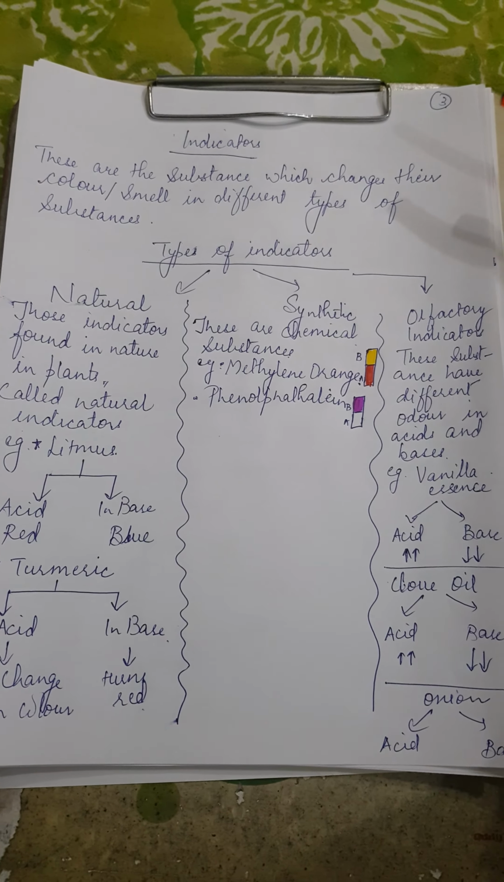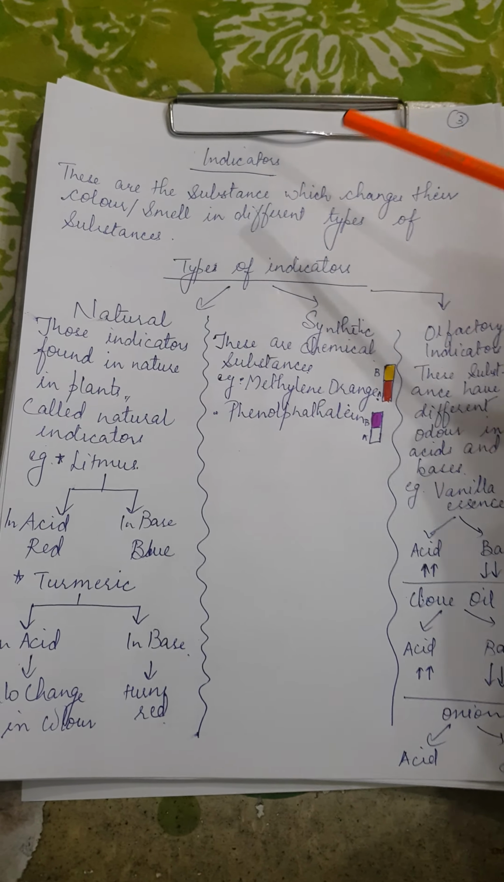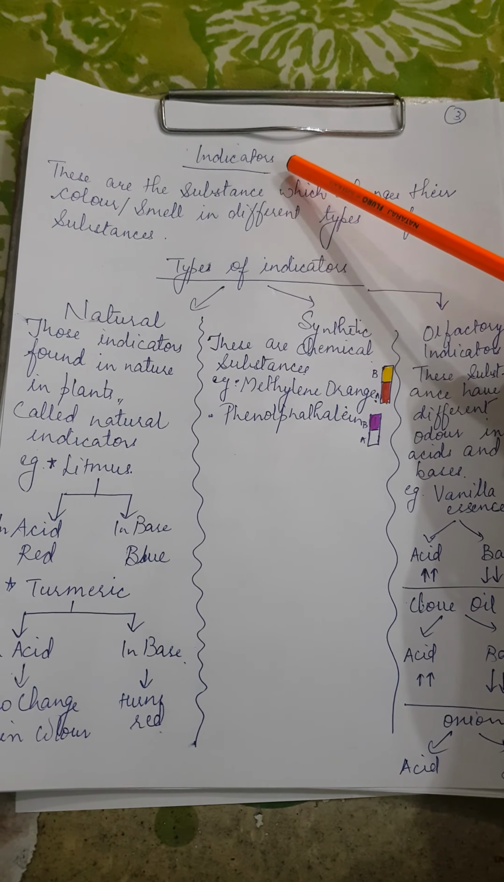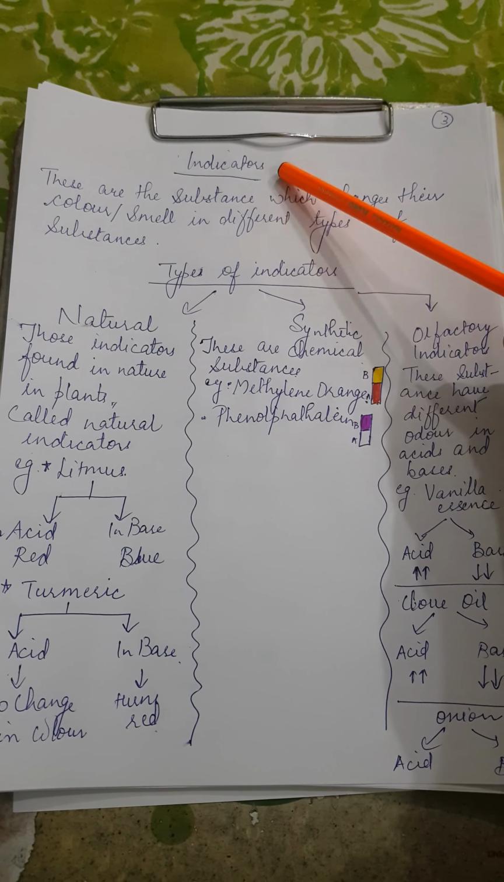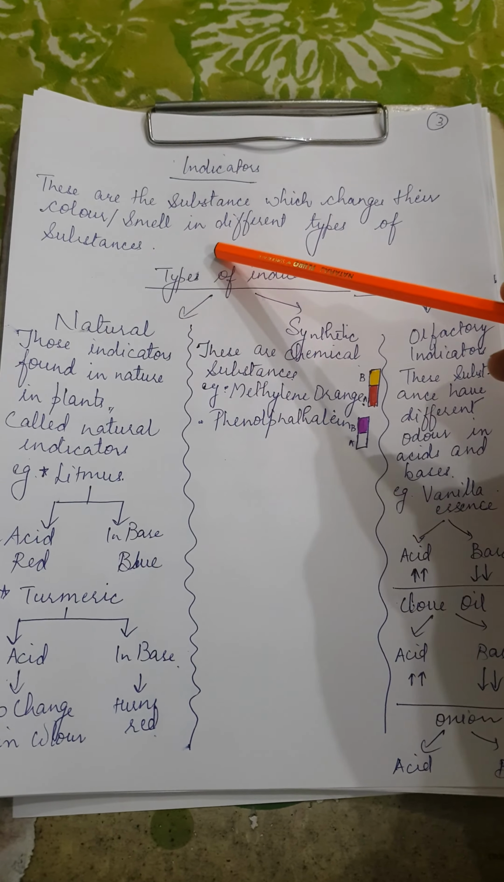After physical properties of acids and bases, next topic is indicators. Now, indicators are basically substances which can detect the nature of a substance.